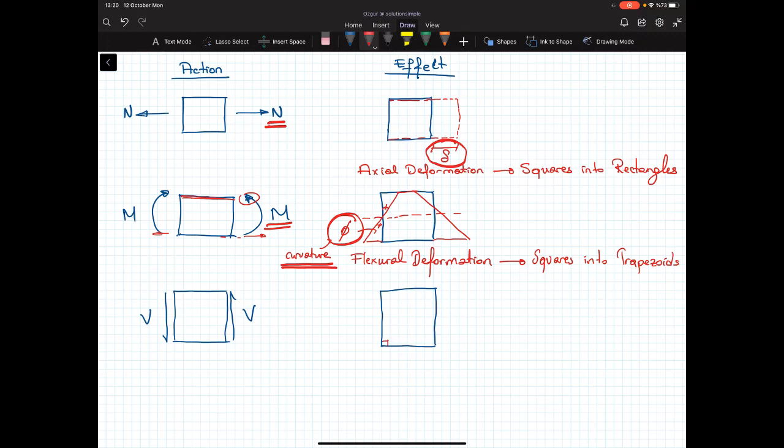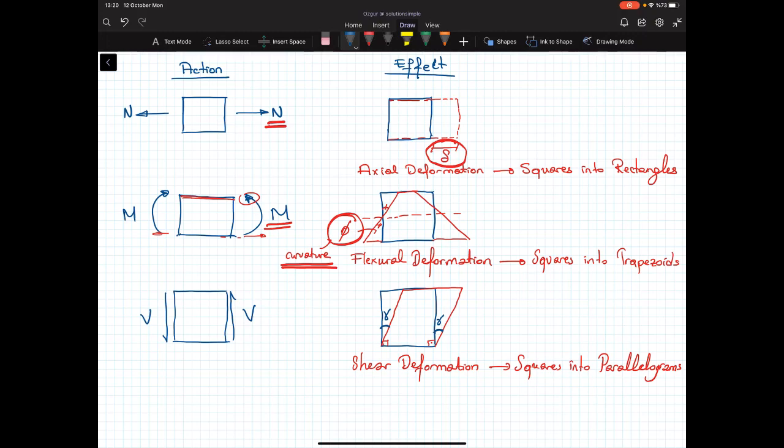By definition, we say that shear causes angle change. Initially these angles are 90 degrees, but since we have a shear deformation, they no longer remain 90 degrees, they change. So shear deformation converts squares into parallelograms. And the way we describe the shear deformation is this angle change, and we call it shear strain.